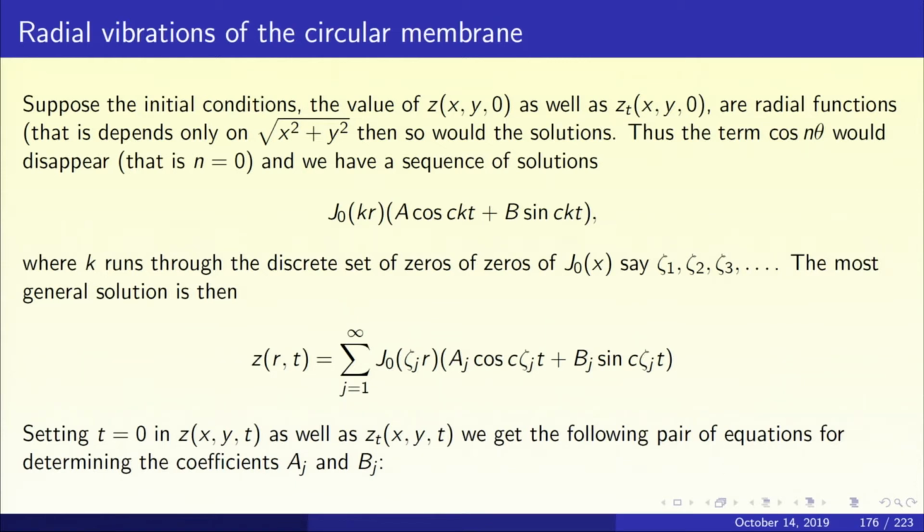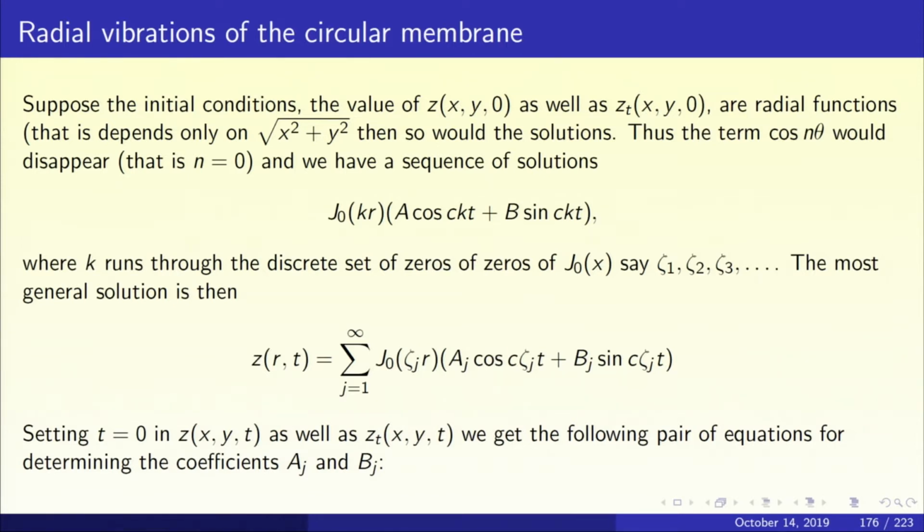Let these zeros be denoted by zeta 1, zeta 2, zeta 3, etc. Then the most general solution will be a superposition of these, namely z of r, t equals the summation j from 1 to infinity J 0 of zeta j r into (a j cos c zeta j t plus b j sin c zeta j t).